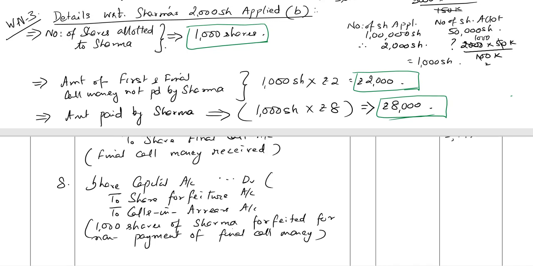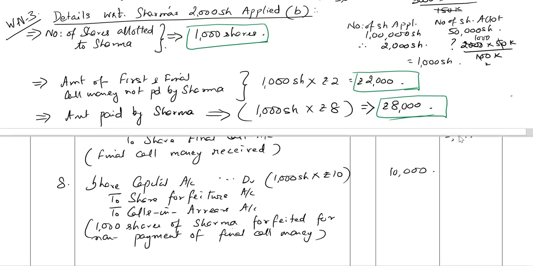Again, share capital account, the number of shares forfeited multiplied by the amount which is called up at the time of the forfeiture, which is the full rupees 10, comes up to 10,000 rupees. Again, share forfeiture, the amount which we've received from Sharma, which as per the working note is rupees 8,000. And the amount of calls in arrears is the final call money not paid by Sharma, which again as per our calculations is rupees 2,000.